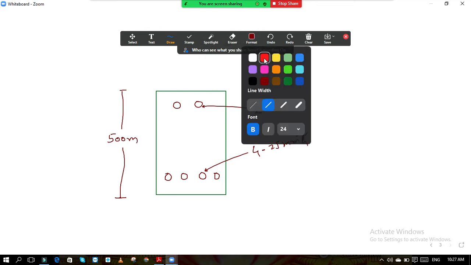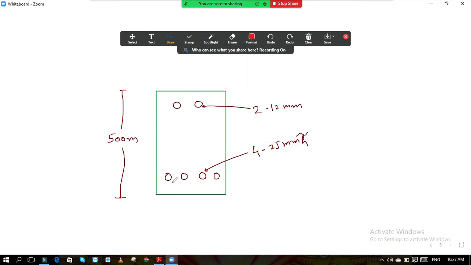Now what is the meaning of clear cover? Clear cover you measure up to the bottom of the bar, up to here for all the bars. This clear cover is given to you, 40 mm. But what is the meaning of effective depth?